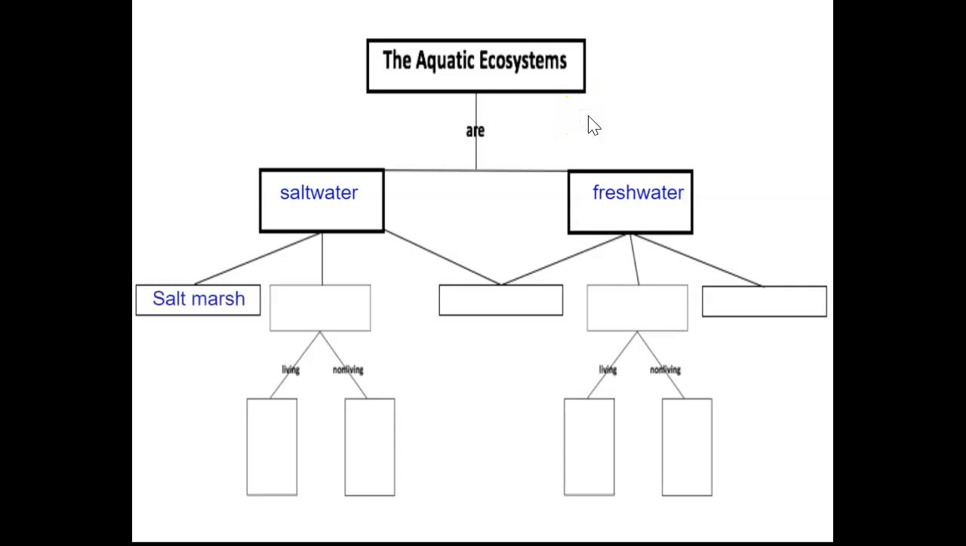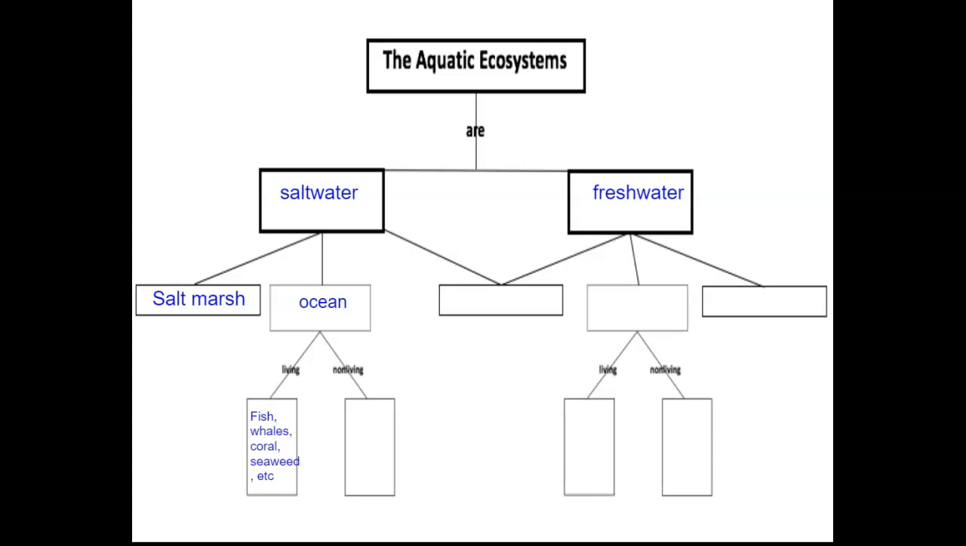What are some of our saltwater ecosystems? So one is a salt marsh that we'll talk a little bit more about tomorrow. The other is the ocean. This is one that we're probably fairly familiar with because we've heard about it. And within all of these, we're just going to focus specifically on one in each category.